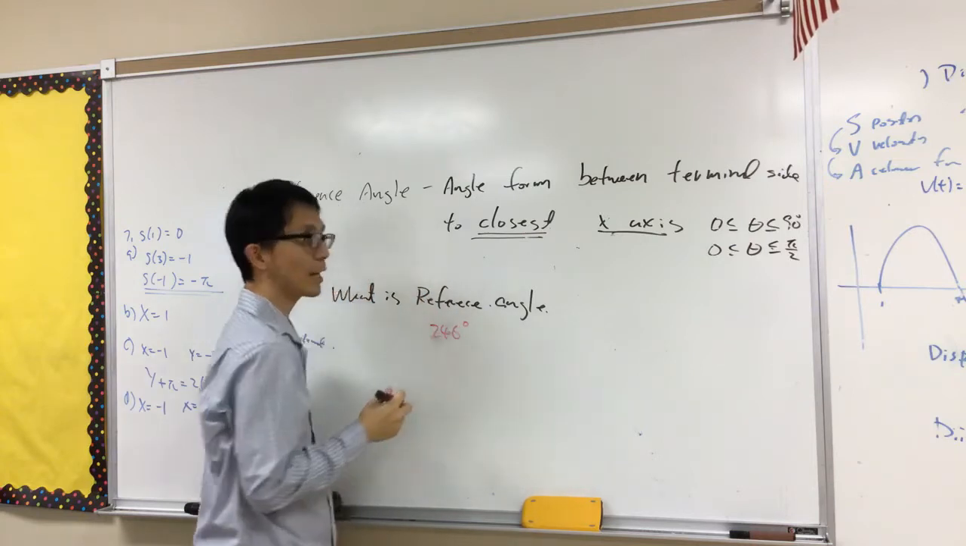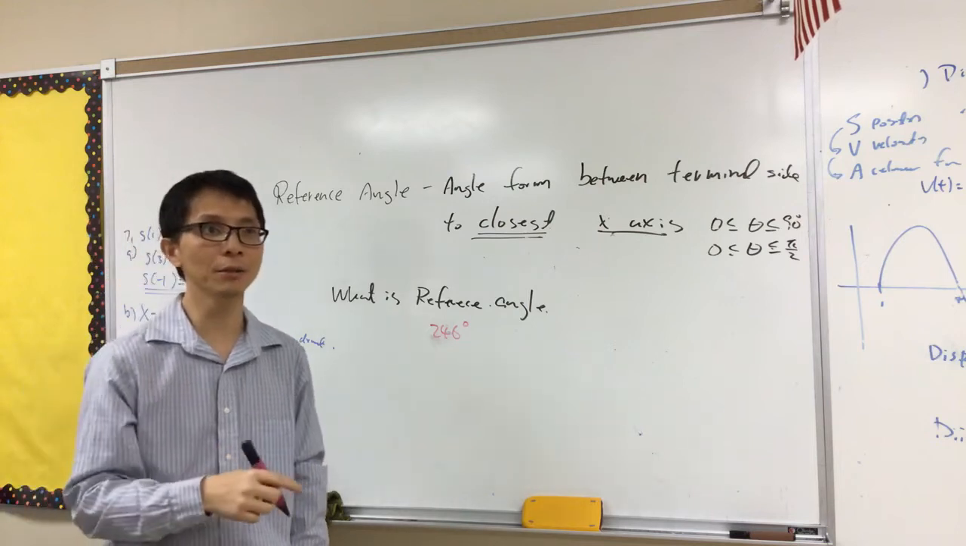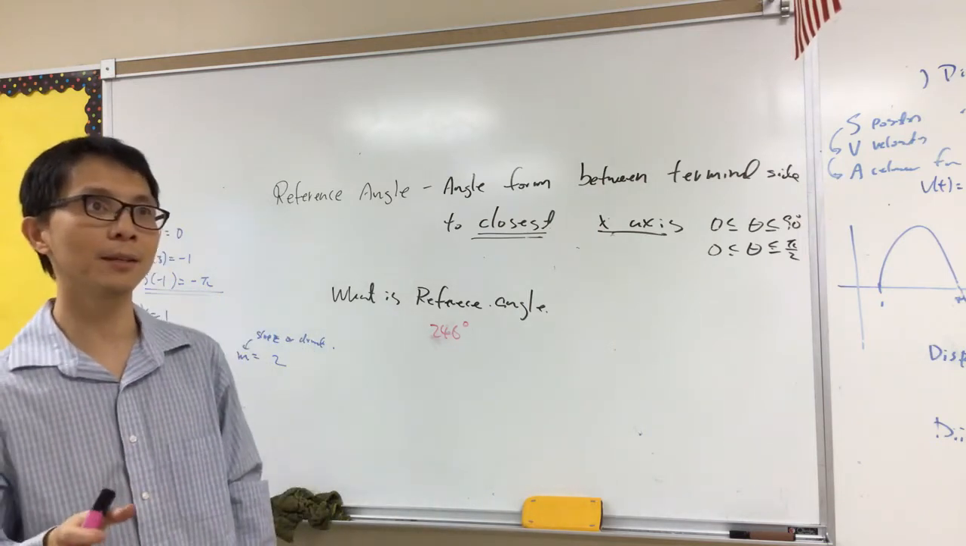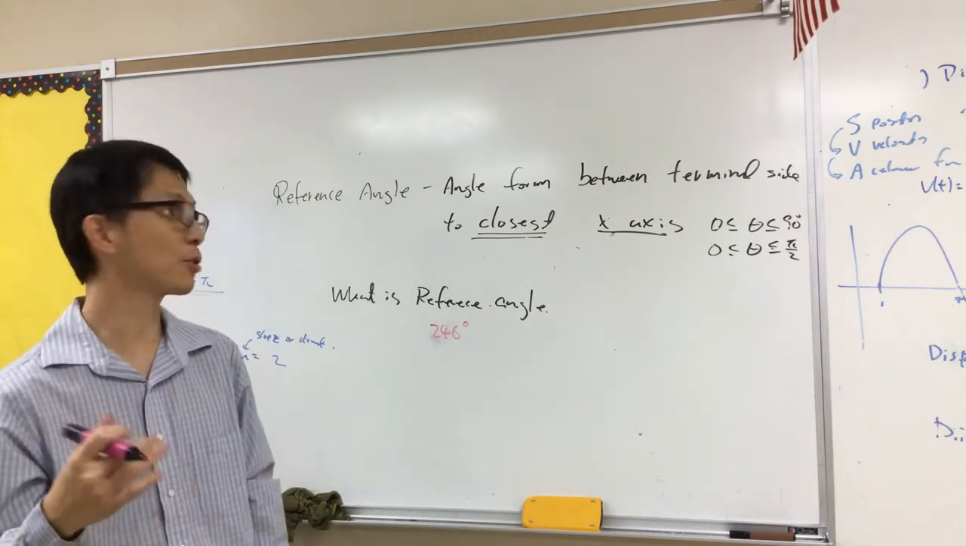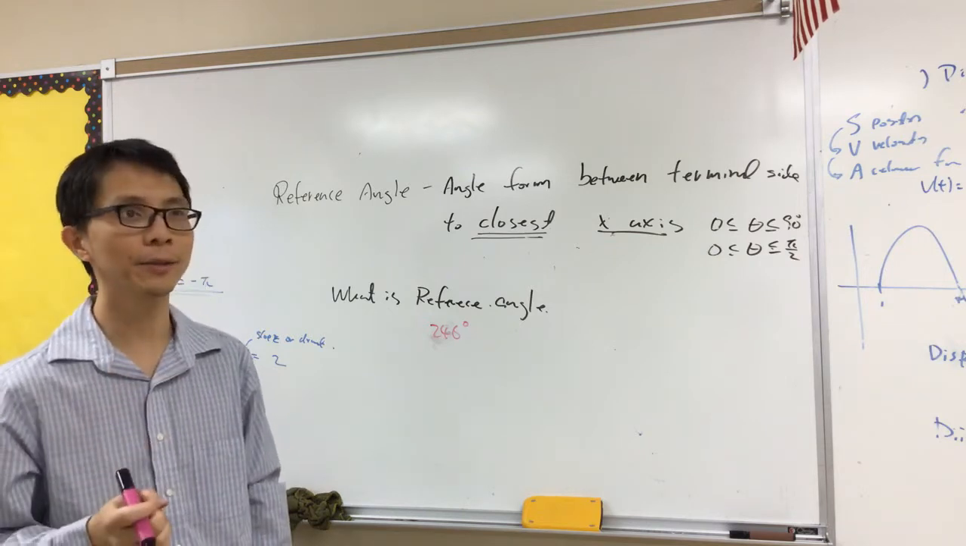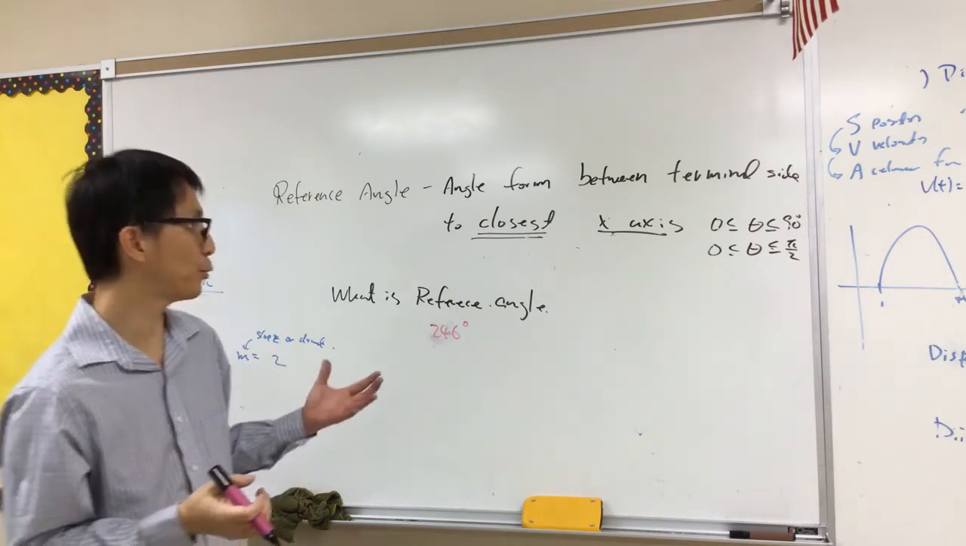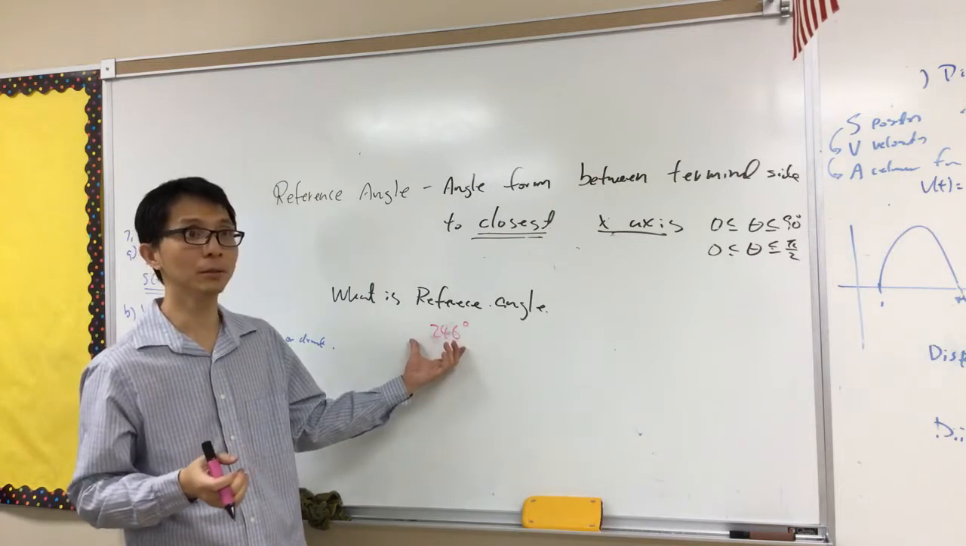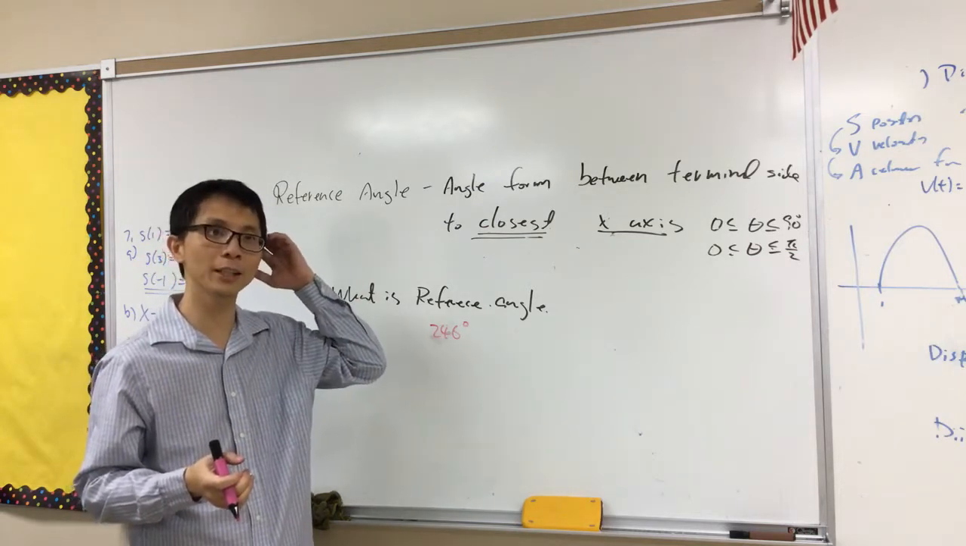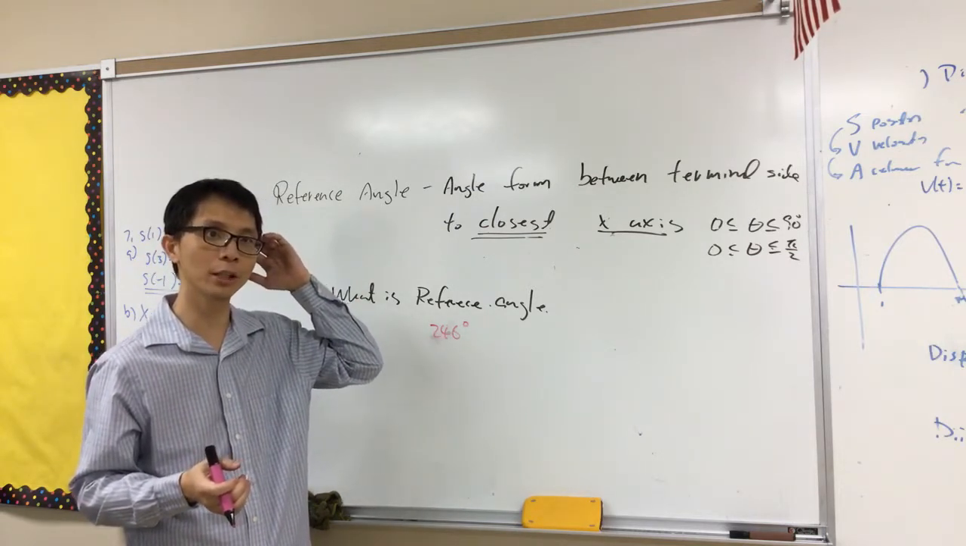So on the test I'll basically ask you, what is the reference angle that 246 degrees represents? 246 degrees is a very difficult number, but the problem is we can draw this angle. Okay, we can draw this angle.